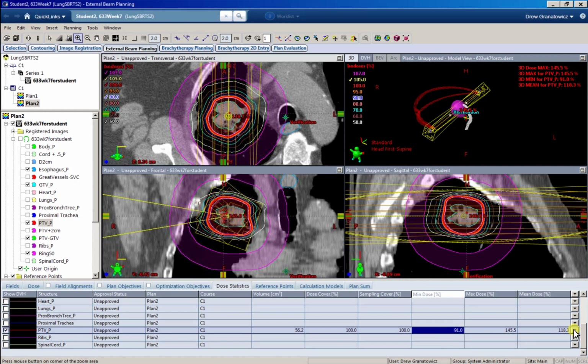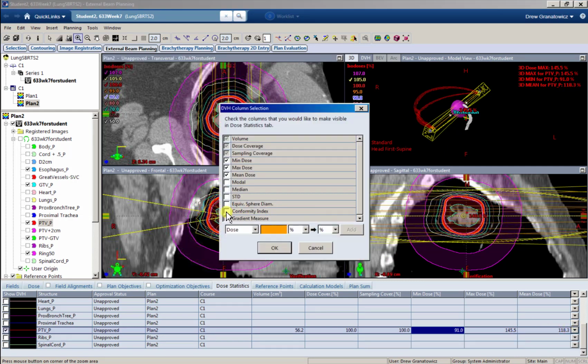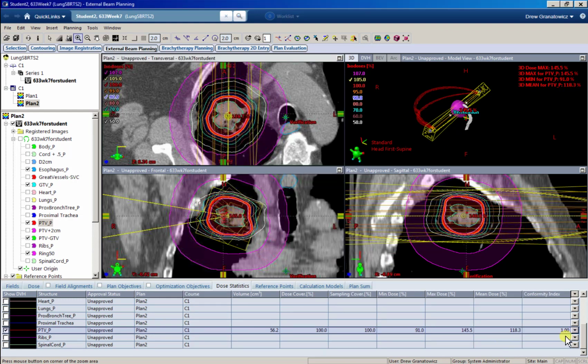If we right click over here on this triangle, we can go to view columns and we can look at the conformity index of our PTV. Conformity index is 1.0. That's pretty good. Most protocols want something less than 1.2, but really 1.2 is very easy. You should never be anywhere near 1.2, in my opinion. Really something right around 1.